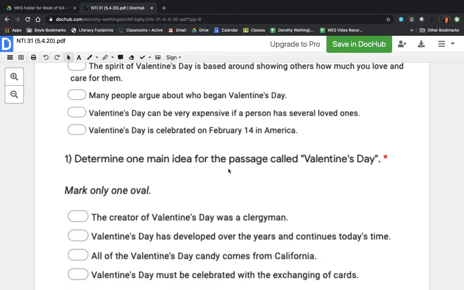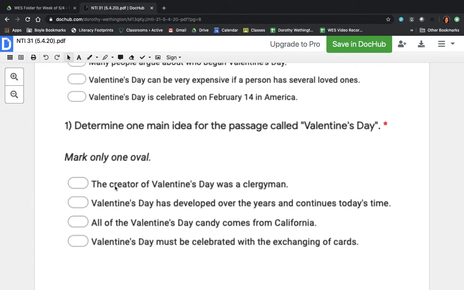Determine one main idea for the passage called Valentine's Day. The creator of Valentine's Day was a clergyman. Valentine's Day has developed over the years and continues to today. All of Valentine's Day candy comes from California. Or Valentine's Day must be celebrated with the exchanging of cards.